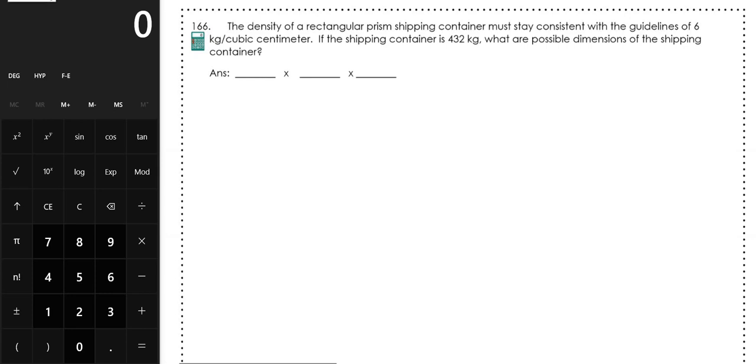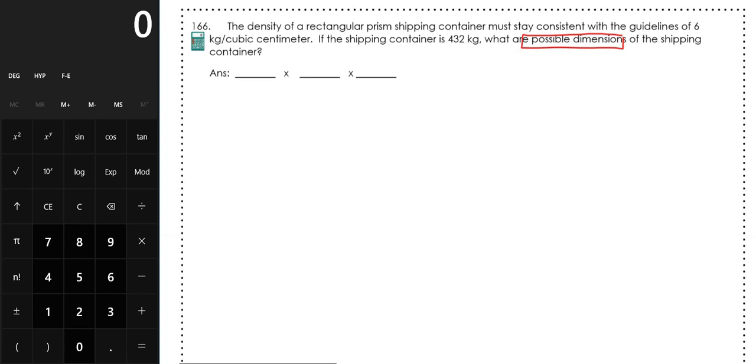Page 34, number 166. The density of a rectangular prism shipping container must stay consistent with the guidelines of 6 kilograms per cubic centimeter. If the shipping container is 432 kilograms, what are possible dimensions for the shipping container? So let's focus in on the ask of the question. What are possible dimensions for a shipping container?